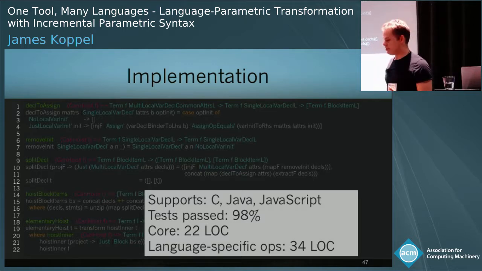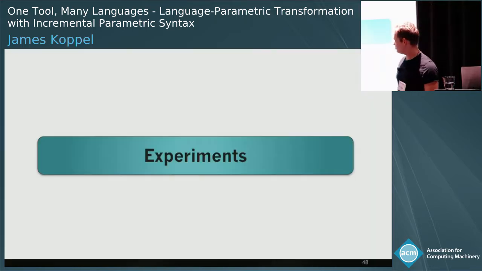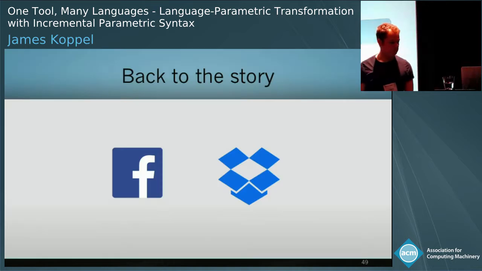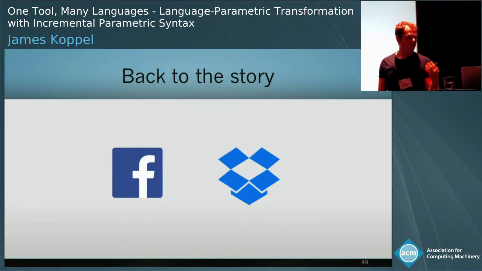And despite its length, this code here supports C, Java, and JavaScript and passes 98% of compiler tests. The more complicated version also supports Lua and passes 100% of tests. So what can we do with this? Earlier I gave the story with Facebook and Dropbox.